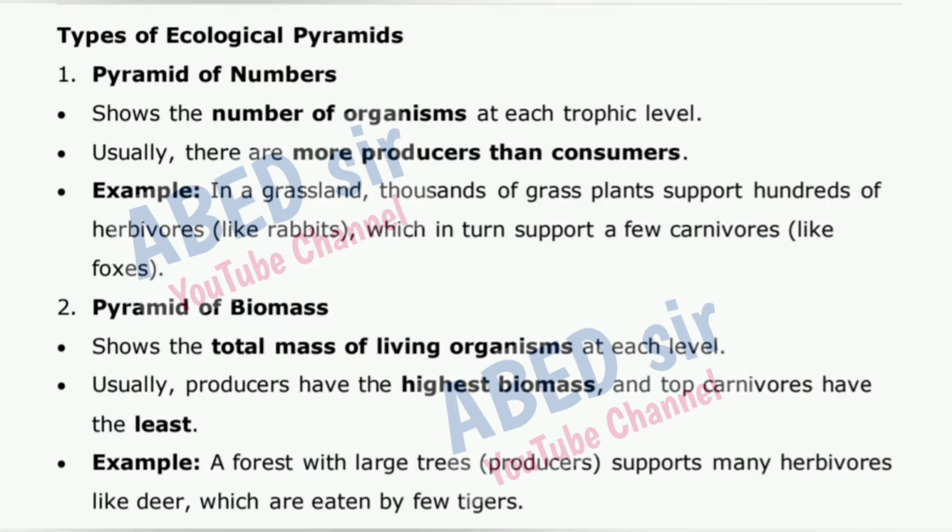2. Pyramid of biomass. Shows the total mass of living organisms at each level. Usually, producers have the highest biomass and top carnivores have the least. Example: a forest with large trees, producers, supports many herbivores like deer, which are eaten by few tigers.